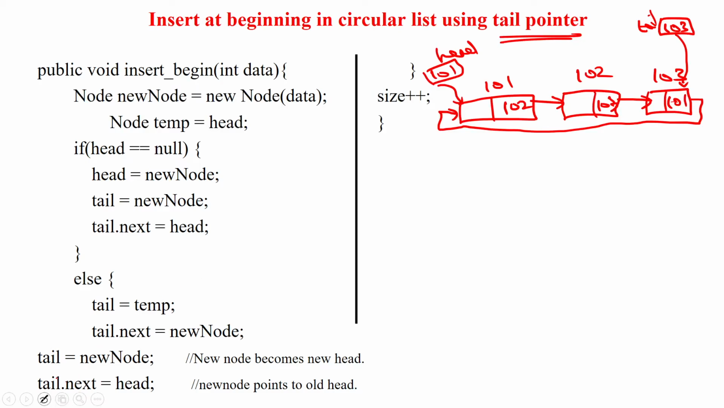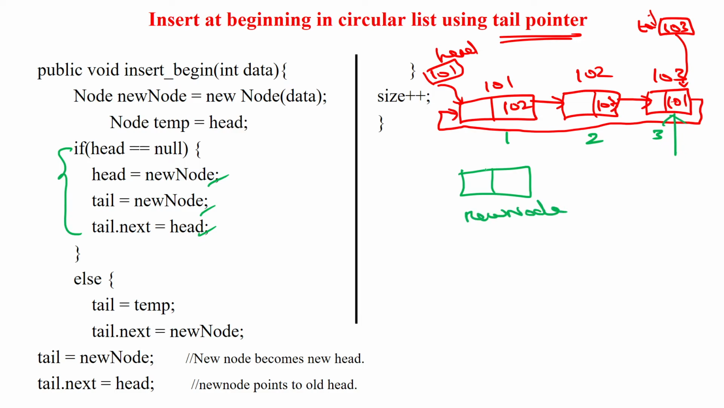In this case, again, first we check whether head is null or not. If head is null, the list is empty, and the new node will become the head of the list. Now I'm having three nodes, node 1, 2, 3. I want to insert a new node at the beginning of the list. Here I am using the tail pointer to access the list.